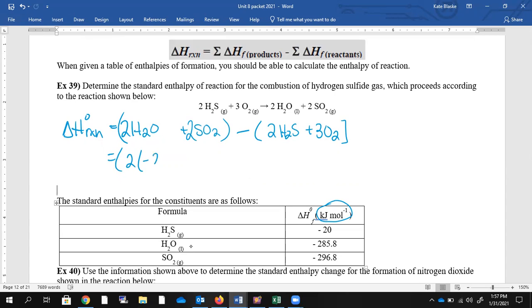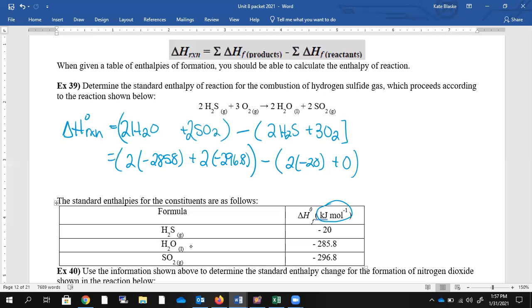So 2 times negative 285.8 plus 2 sulfur dioxides, which is negative 296.8, minus 2 hydrogen sulfides, which are gases, which is negative 20 each, and then oxygen is 0. Now, you need to be very careful when you do this on your calculator. It might even be nice to break this up into some steps, just because of all of the positive and negative signs, things can get screwy pretty quickly.